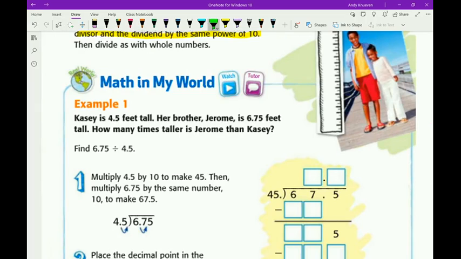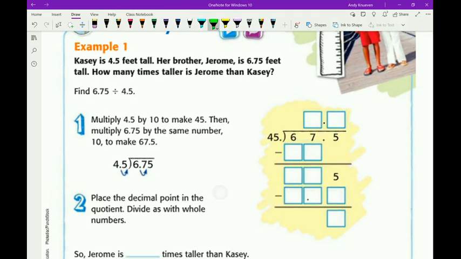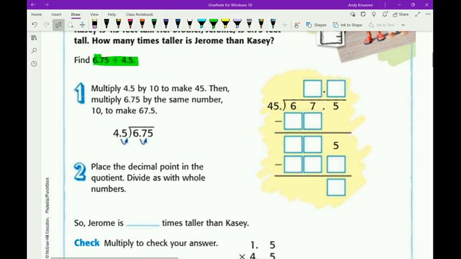Casey is 4.5 feet tall. Her brother, Jerome, is 6.75 feet tall. How many times taller is Jerome than Casey? So the basic problem, the one that we are actually solving here, is 6.75 divided by 4.5. And I like the book. It gives us some great examples and problems to work with.